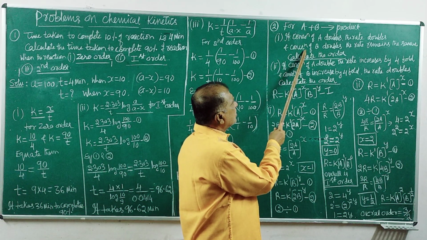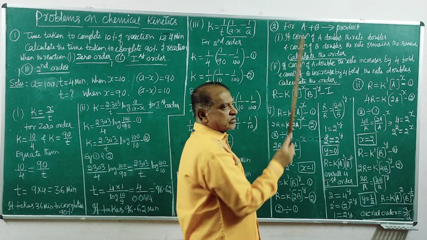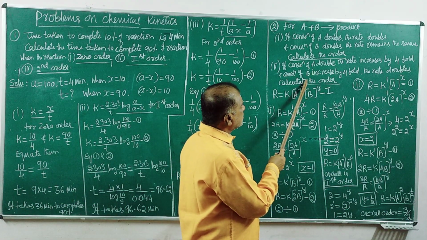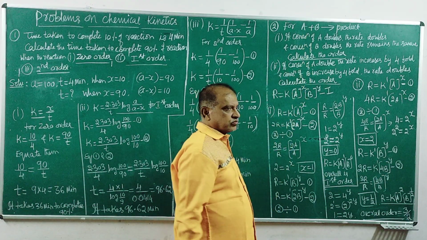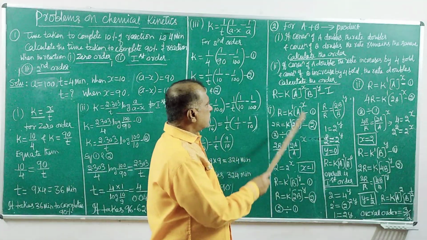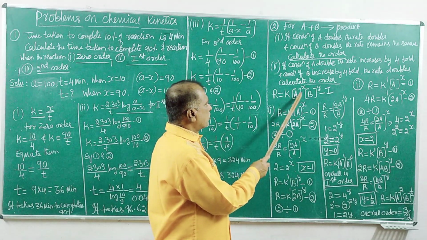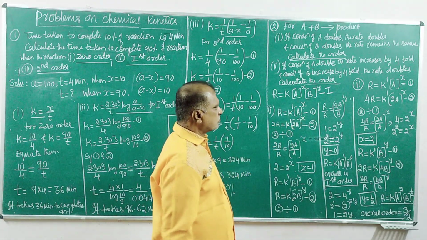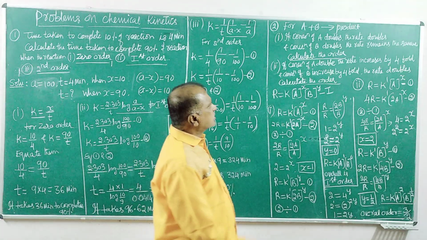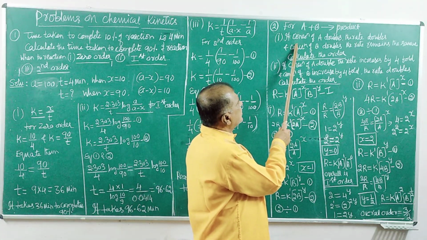With this data, what is the order of reaction? Suppose the data is this, what is the order of reaction? Calculation. This is the equation, R is equal to K into A to the power of x, B to the power of y. Let us calculate the order of reaction for this data.